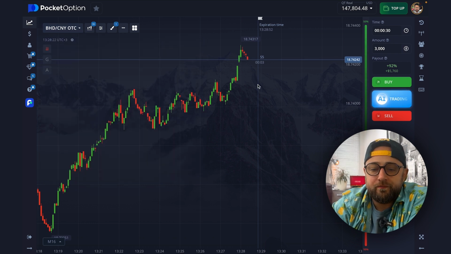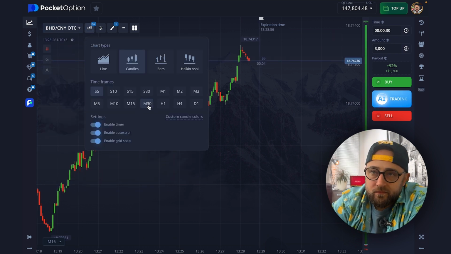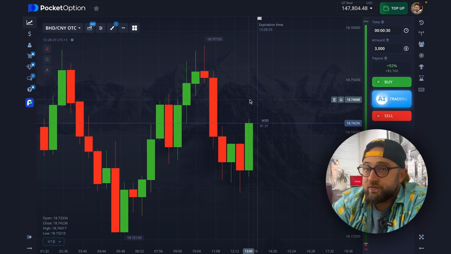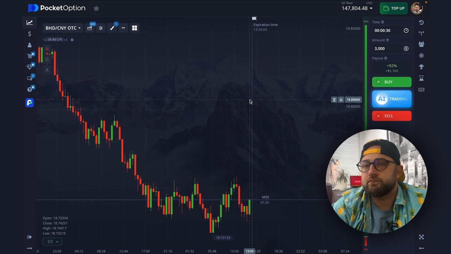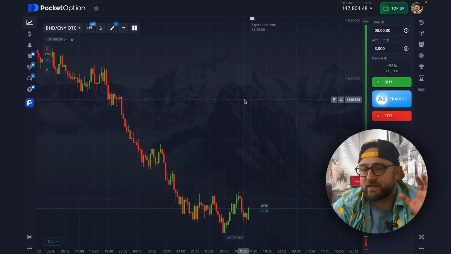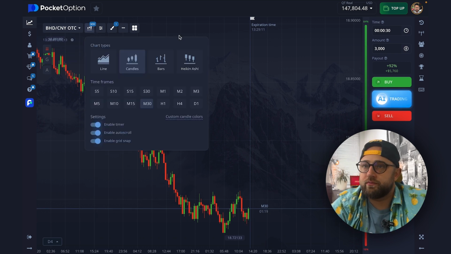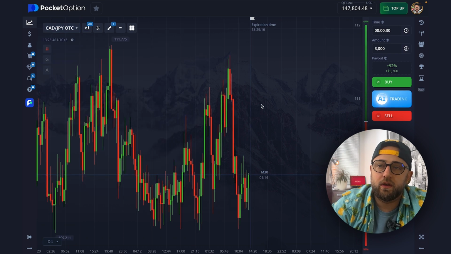Let's change the pair. Quick scan. On M30, we're scanning pairs just on M30. Remember this is important. And after this, if we choose a pair with a good trend, with good zones, we start to scan it with different time frames.